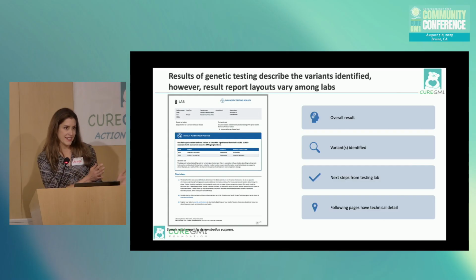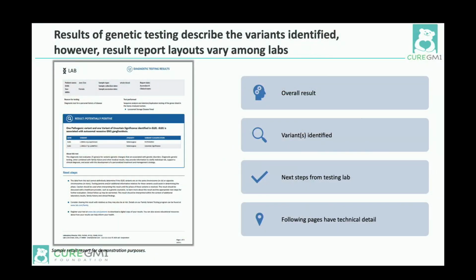And so here I've made an example test result. This one's not real. I put this together. Now, unfortunately, while you see the image of a test result on the left, they're not standardized. So there is no standard report format for genetic test results. Commonly, though, they do have the person's information first at the top, and then just below that, the overall result. Is this a result that indicates disease? A list of the variants identified. There can be 1, 2, or more. Next steps from the testing laboratory, and then multiple pages often follow, which talk about the technical detail of the test method as well as the variant that was found.